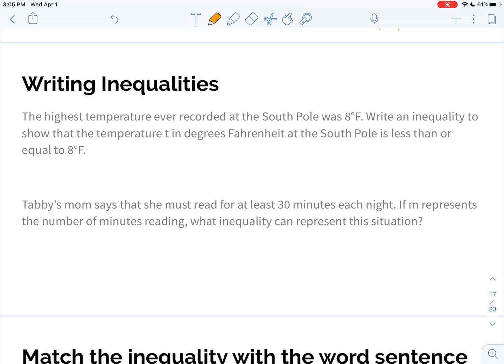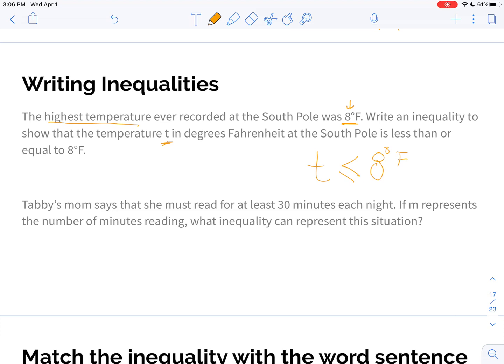So the highest temperature ever recorded at the South Pole was 8 degrees Fahrenheit. So that's the highest temperature, was 8. Write an inequality to show that the temperature T in degrees Fahrenheit at the South Pole is less than or equal to 8 degrees Fahrenheit. So we know that the highest temperature was 8 degrees. So therefore the temperature either had to be 8 or it had to be less. So that's why we're going to use the less than or equal to symbol. So the temperature T was less than or equal to 8 degrees Fahrenheit.